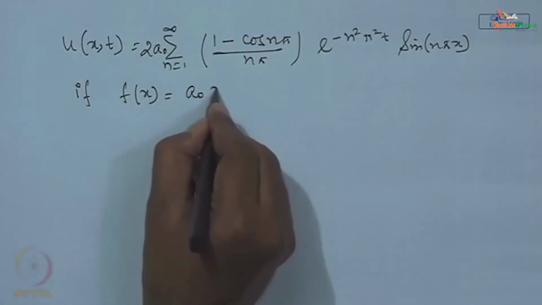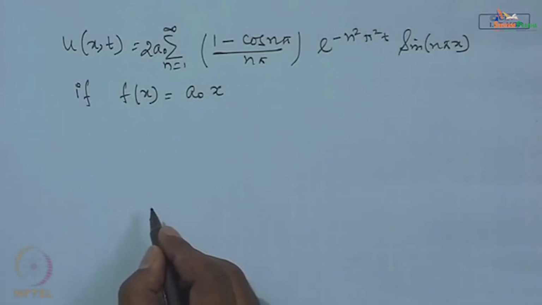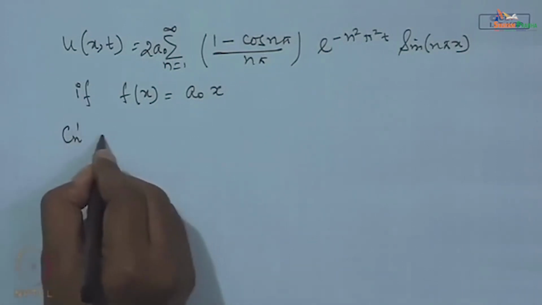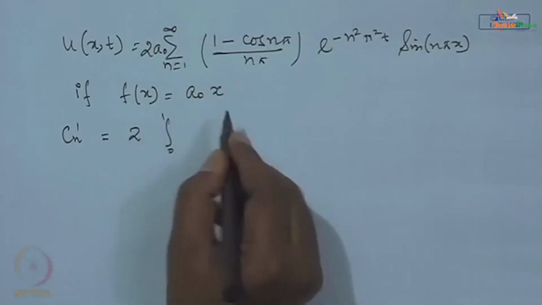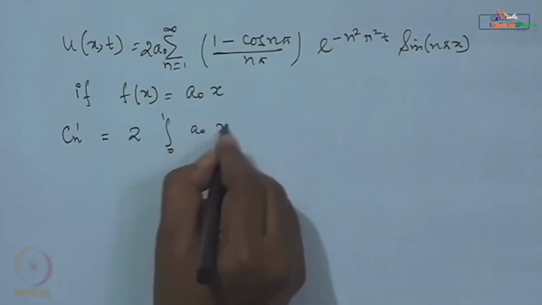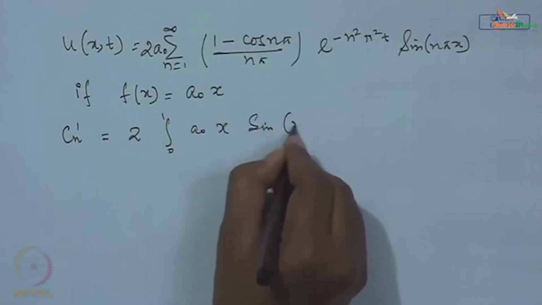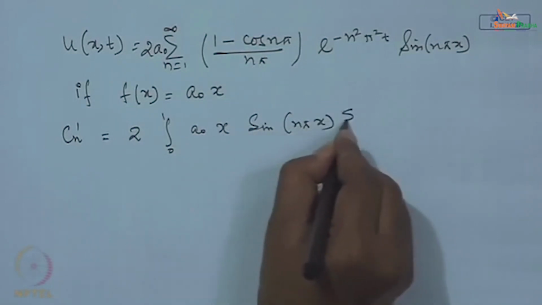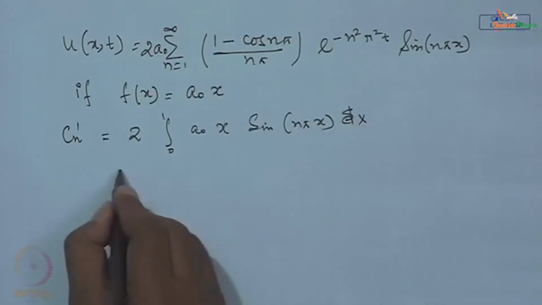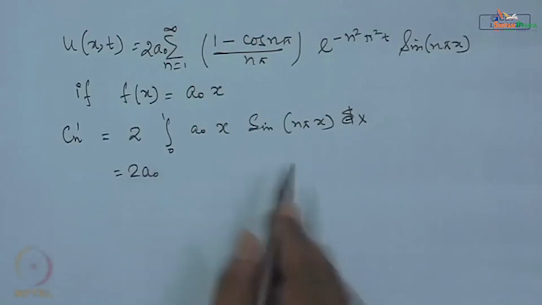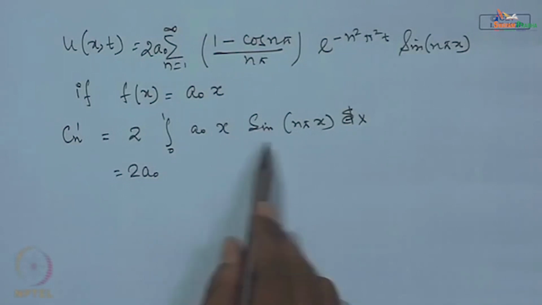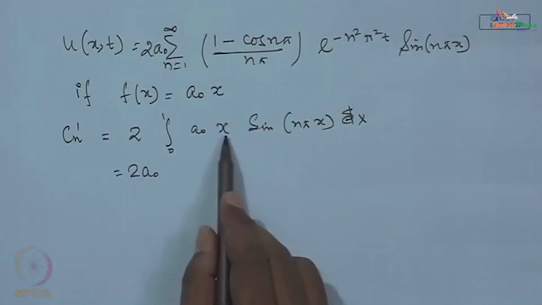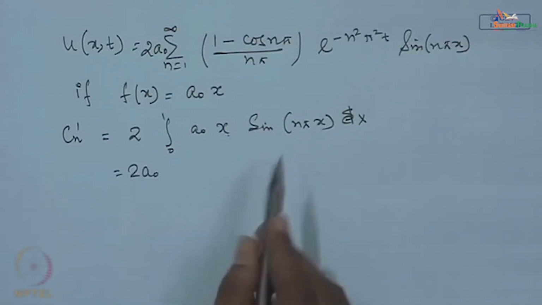Now, if f x is a known function of x, let us say f x is nothing but a linear function a 0 x, how will we evaluate this C n prime? The C n prime is 2 times the integral from 0 to 1 of f of x sin n pi x, so it will be a 0 x sin n pi x dx. Therefore, 2 a 0 will be taken out and this will be x sin n pi x dx. So, we carry out this integration by parts. We take this as the first function, this as the second function.